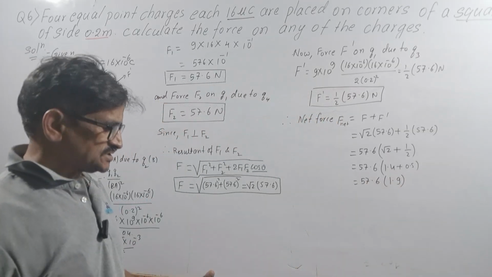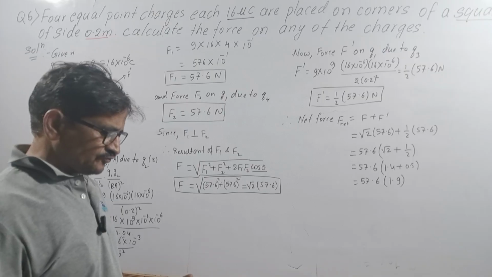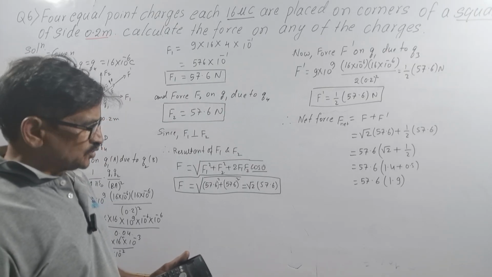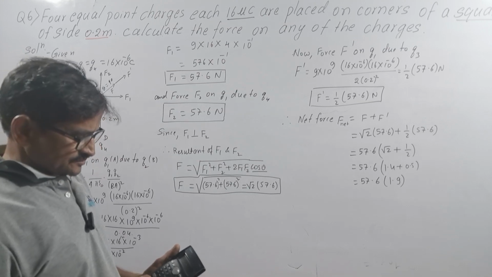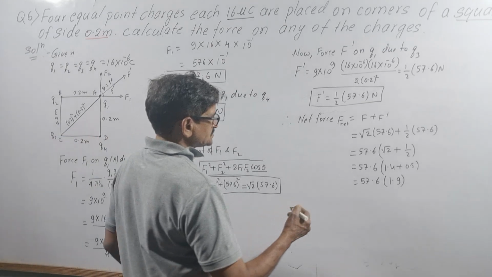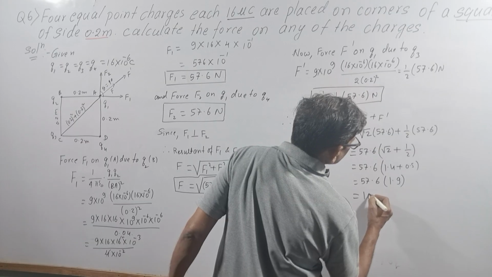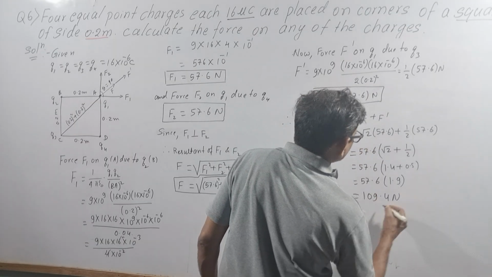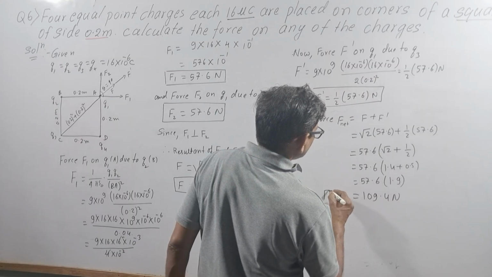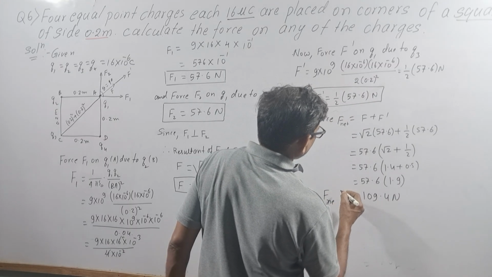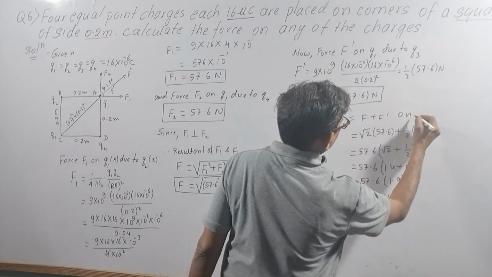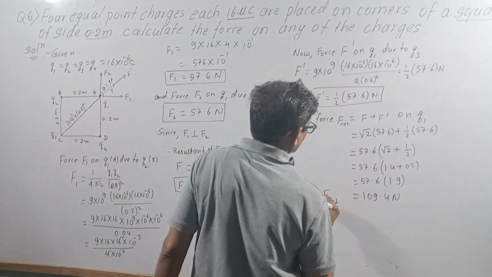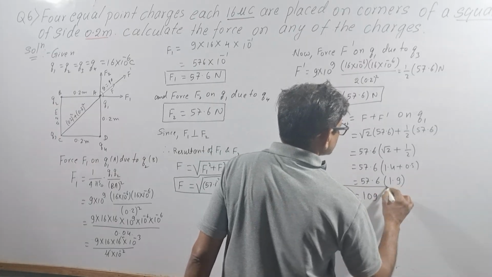57.6, in the bracket it will be 1.9. It is 1.9. If you find that multiplication, 57.6 into 1.9 equal to how much is it? That is equal to 109.4 Newton. Okay, so this is the net force on Q1. Okay, this is the answer.